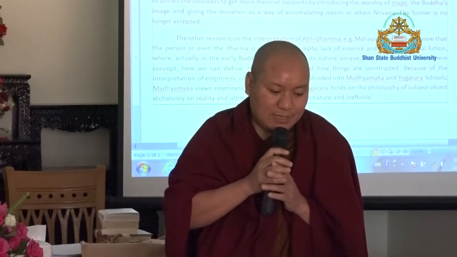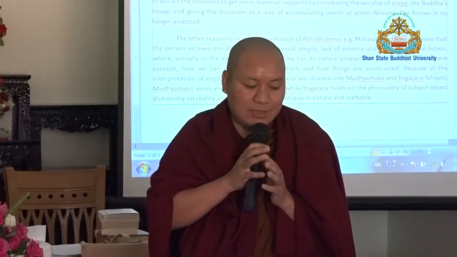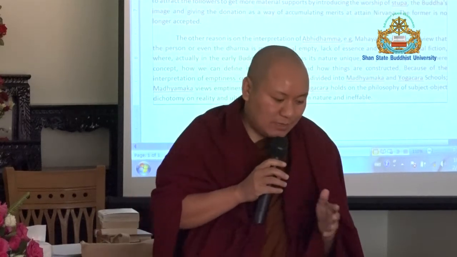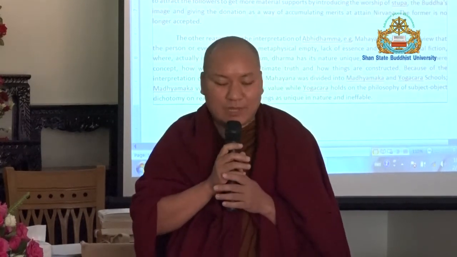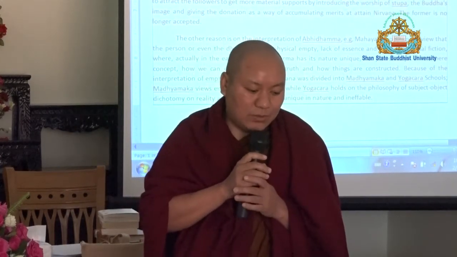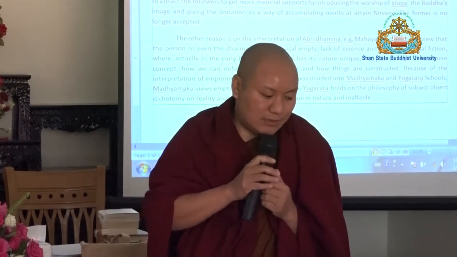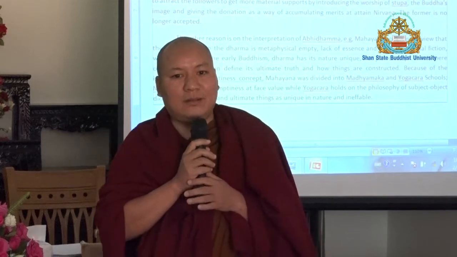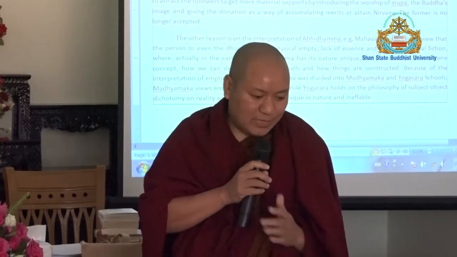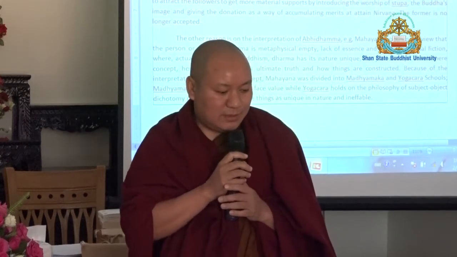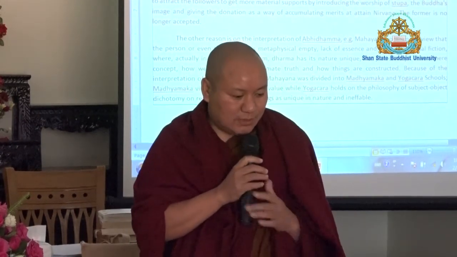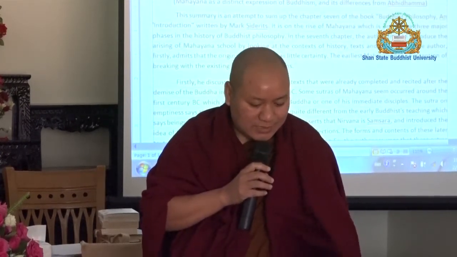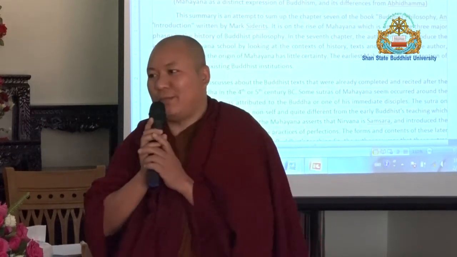That's why the Mahayana led to the separation of other schools like Madhyamaka and Yogacara. Madhyamaka views emptiness at face value, while Yogacara holds to a philosophy of subject-object dichotomy on reality and ultimate things that are unique in nature. So these are the differences between the Mahayana idea and other Buddhist institutions. This is the summary of chapter 7 that I present here. Okay, thank you very much for your attention.